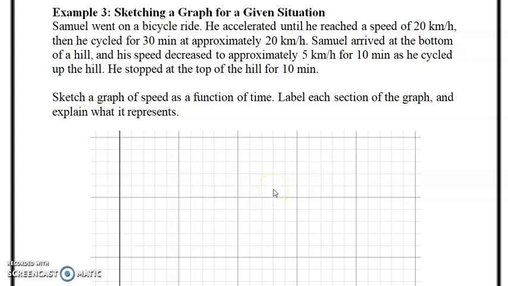Samuel went on a bicycle ride. He accelerated until he reached a speed of 20 kilometers per hour. Then he cycled for 30 minutes at approximately 20 kilometers per hour. Samuel arrived at the bottom of a hill and his speed decreased to approximately 5 kilometers per hour for 10 minutes as he cycled up the hill. He stopped at the top of the hill for 10 minutes. Sketch a graph of speed as a function of time. Label each section of the graph and explain what it represents.